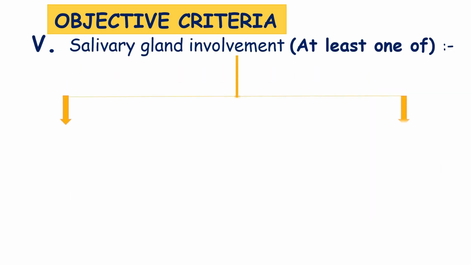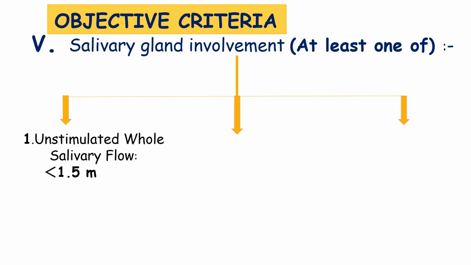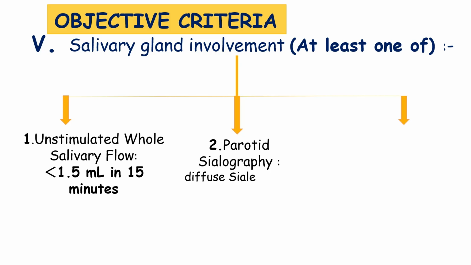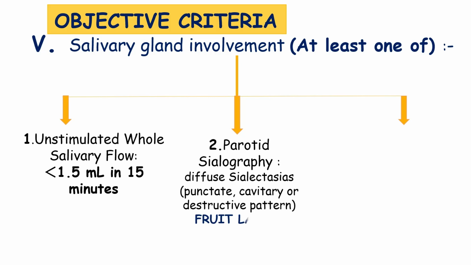Criteria number 5 is salivary gland involvement, which is tested by 3 diagnostic tests to evaluate functioning of glandular tissue. The first test is unstimulated whole salivary flow, where a value of less than 1.5 ml per 15 minutes hints towards reduced gland functions. Secondly, parotid sialography, where diffuse sialectasis and punctate, cavitary, or destructive patterns can be seen, and a characteristic fruit-laden branchless tree pattern hints towards Sjogren syndrome.